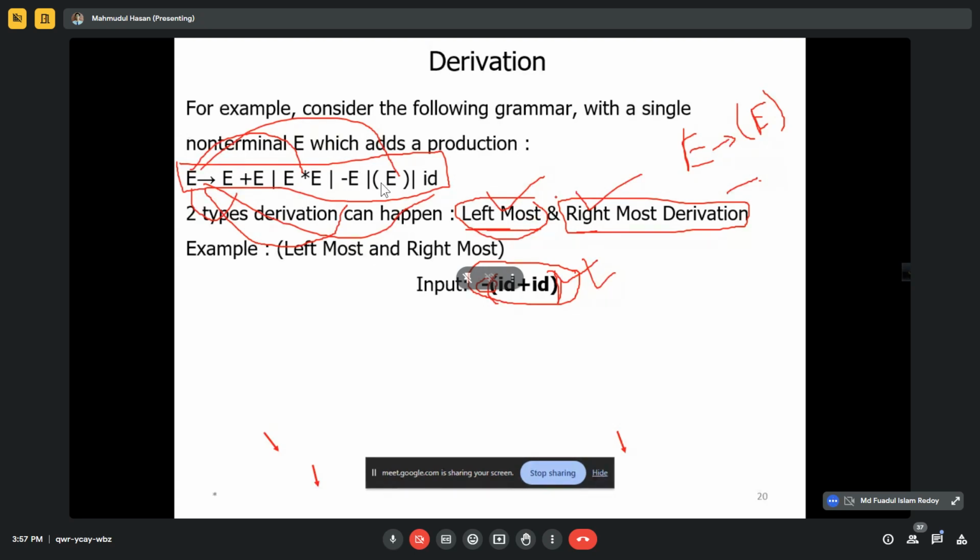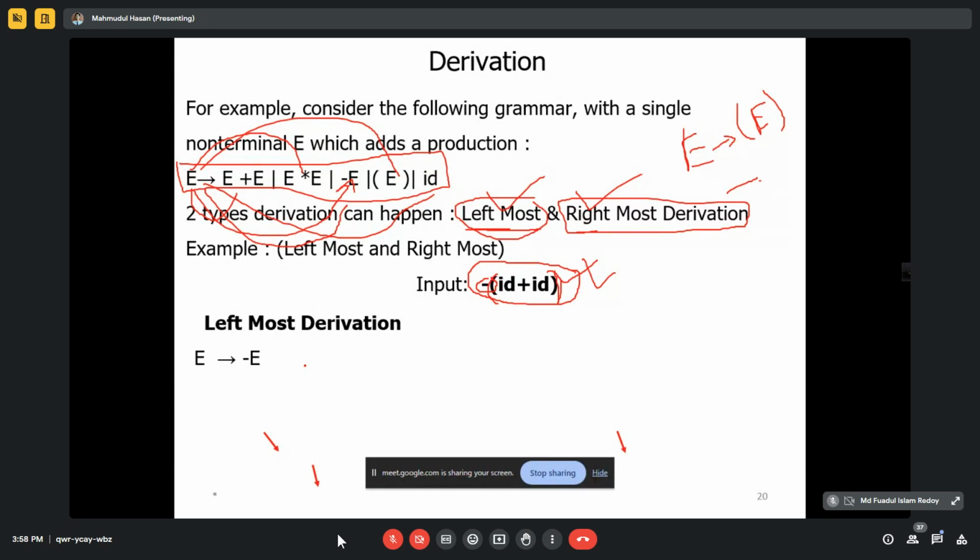Okay. That means this one is the first one, E to E minus E. Yes, sir. And here I am using leftmost derivation, but there is only one non-terminal, so leftmost and rightmost are the same. So no need to think, because you can consider this one leftmost or rightmost. It doesn't matter actually.